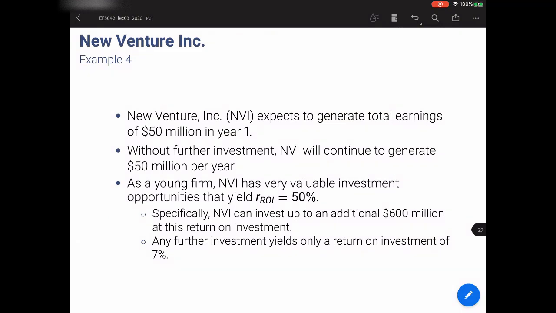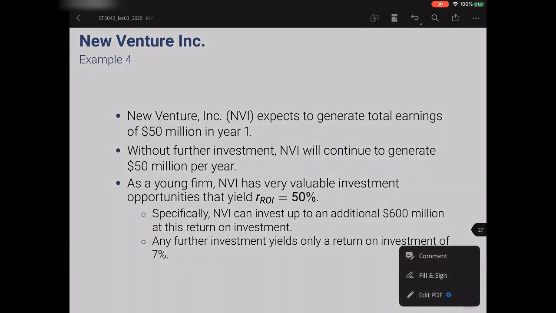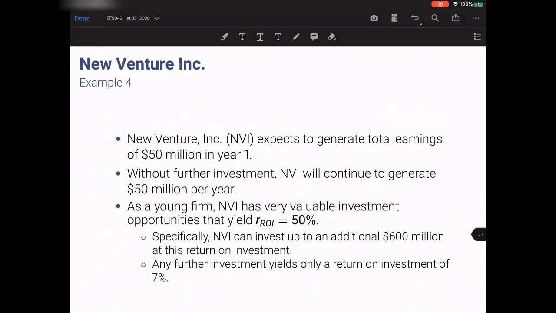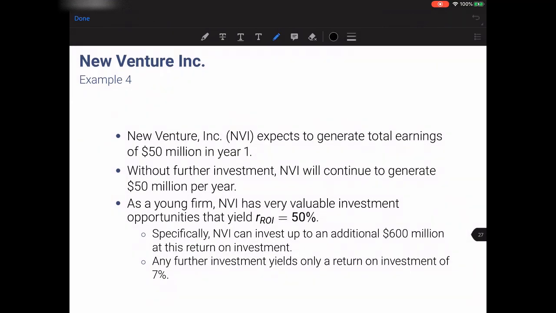Okay, New Ventures Incorporated, example 4. Just to summarize, this is just an equity valuation of a firm with new investment opportunities, but there's conditions. So this is equity valuation with new investment opportunities.